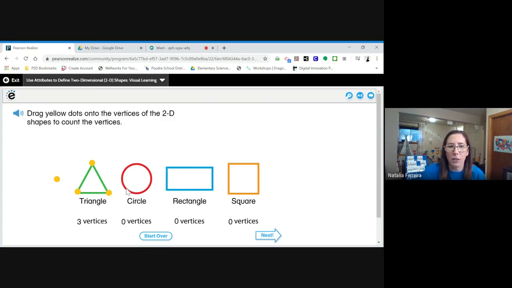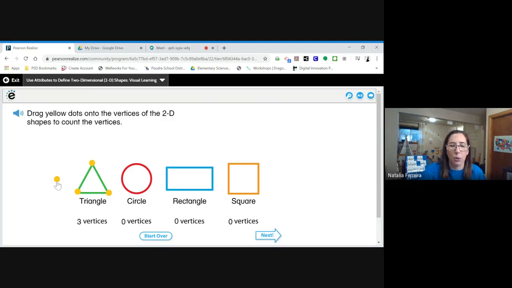How many vertices are in a circle? Put up your fingers. Does the circle have any sharp corners, any pointed corners? It can turn this way or down. Does the circle have any? No, the circle has none.